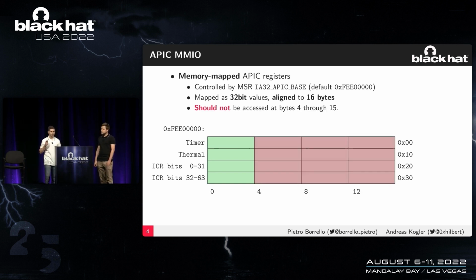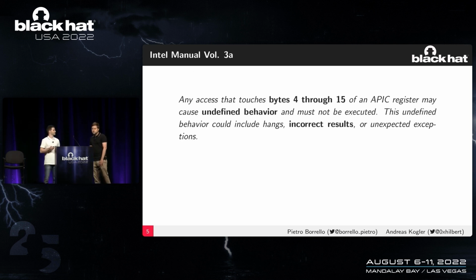Yes, and the really important thing is that you should never, ever access bytes 4 through 15 of this APIC MMIO region. But why? Oh, actually Intel tells it. If you read the Intel manual, you can see that any access to bytes 4 through 15 may cause undefined behavior. So the Intel manual says that if you access those bytes, you get undefined behavior? Yes. Or incorrect results? Exactly. So let's try this.